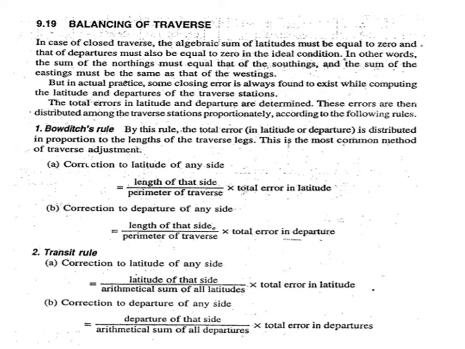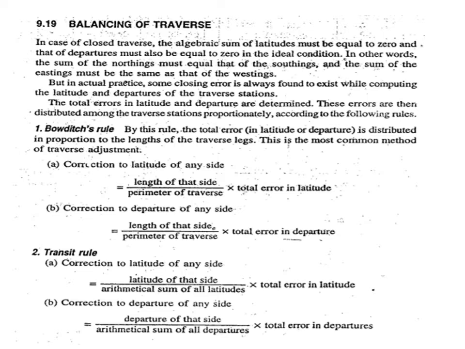Then, balancing of traverse. In case of a closed traverse, the algebraic sum of latitude must be equal to 0 and that of departure must be equal to 0 in ideal condition. In other words, the sum of northing must be equal to that of southing and the sum of easting must be the same as that of westing. But in actual practice, some closing error is always found to exist while computing the latitude and departure of the traverse stations. The total errors in latitude and departure are determined.